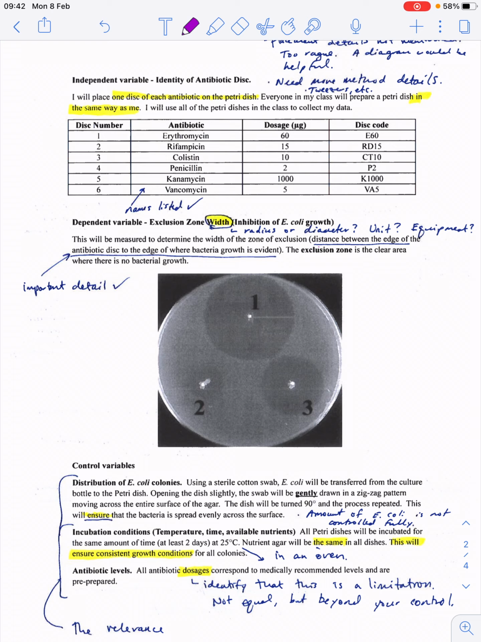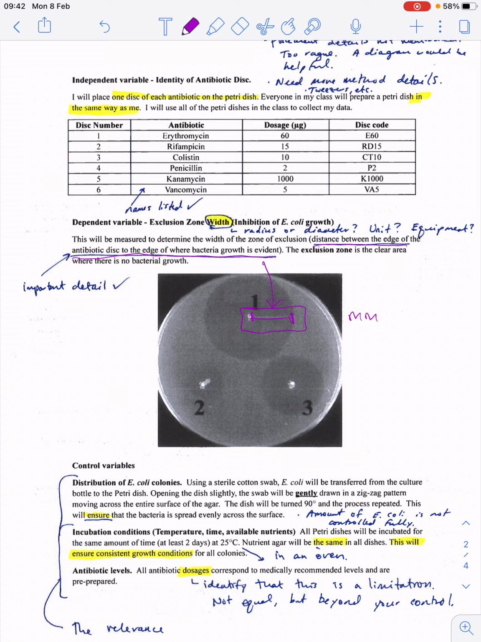And you can sort of see in the picture, I think originally maybe there was a little width identified. I think it would be better if instead of width it said radius, since we're talking about a circle more than likely. Identifying that it's a radius is better. The unit in this case probably would have been millimeters, so specifying the unit. Now it does say the distance between the edge of the antibiotic disc to the edge of where bacteria growth is evident. So that helps. So that's a pretty good level of detail.